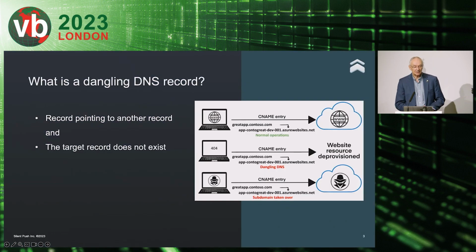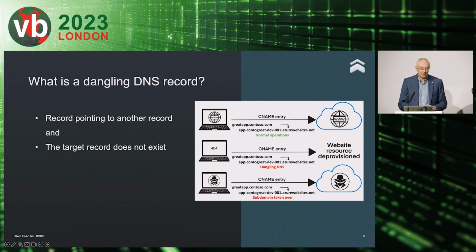So first, the basics: what's a dangling DNS record? Essentially, it's just a record that's pointing to another record. So it's a chain of names, but it's a broken chain. The target record that is pointed to doesn't actually exist. And so normally, that name resolution chain just fails, and you get nothing. If you type that into your browser, for example, you don't get any website, because the name resolution chain fails to resolve all the way.